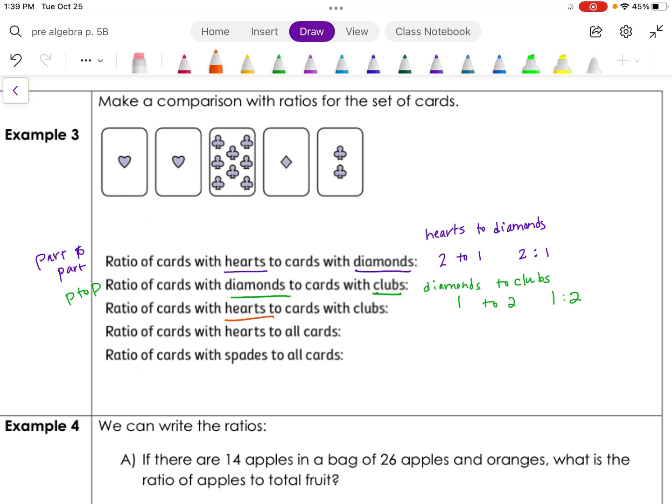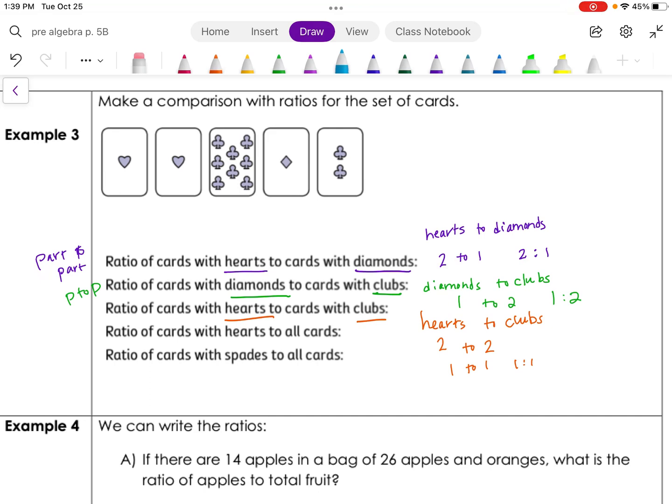Ratio of cards with hearts to cards with clubs. So now we want hearts to clubs. Well, we've got 2 hearts to 2 clubs. 2-to-2, that could simplify to a 1-to-1 relationship.